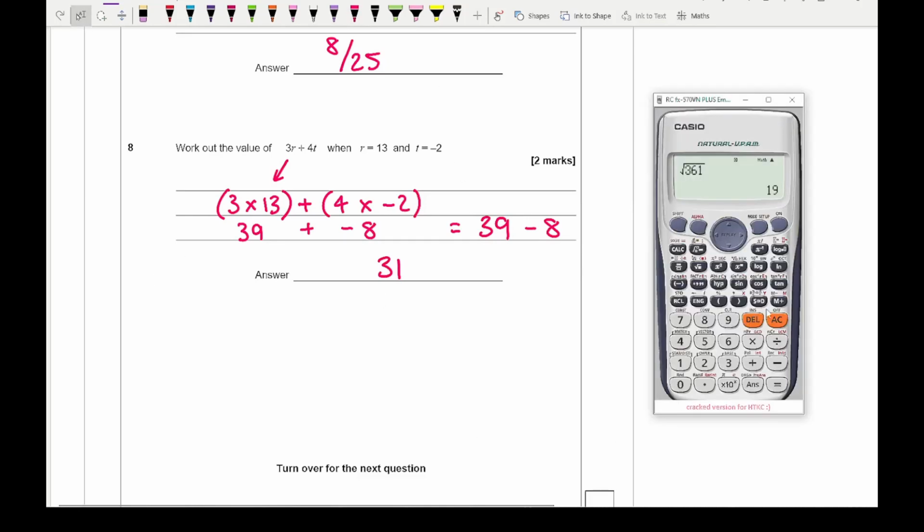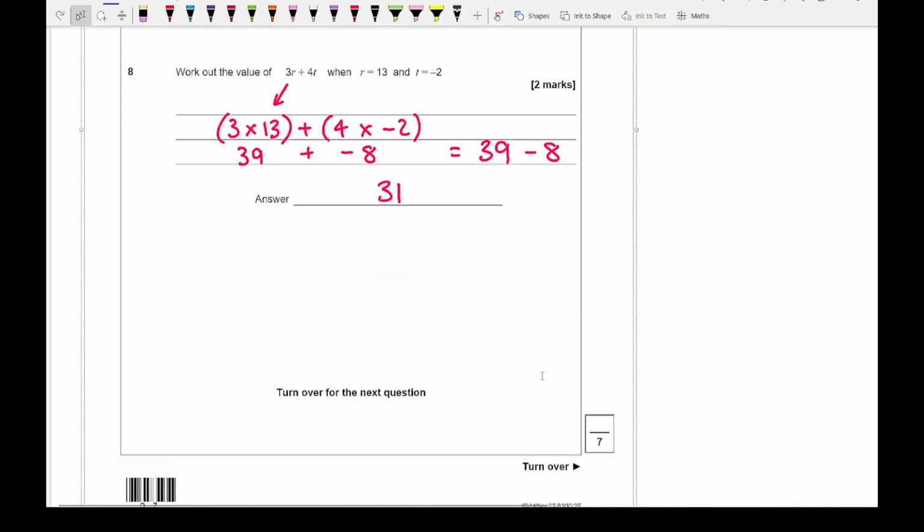So let me just get the calculator back up and I'll show you how you enter this in. So for the first one, we've got 3 times 13, and again always recommend putting these in brackets. Then we've got plus, and then we've got 4 multiplied by minus 2, close bracket, press equals. As you can see, we get the same answer.